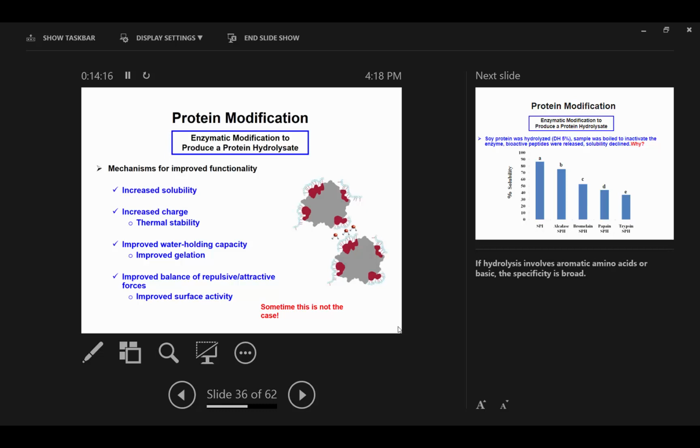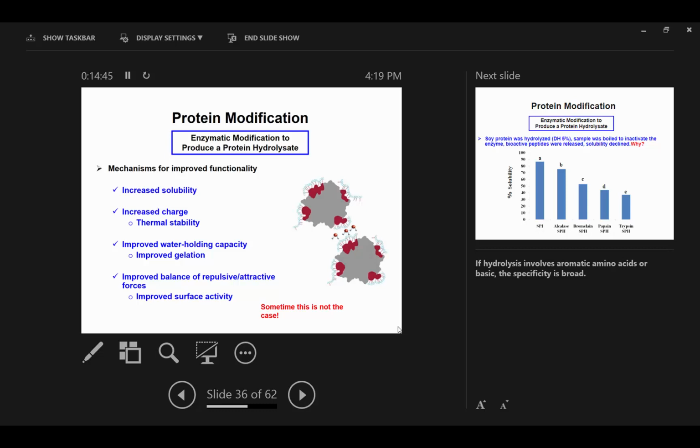Okay. The other one, also depending on the starting protein and the enzyme you use, you might end up having a mixture of peptides with a good balance of hydrophilic to hydrophobic groups on the surface. So having a good balance between repulsive and attractive forces will improve surface activity. It could be either emulsion or foam activity or functionality.